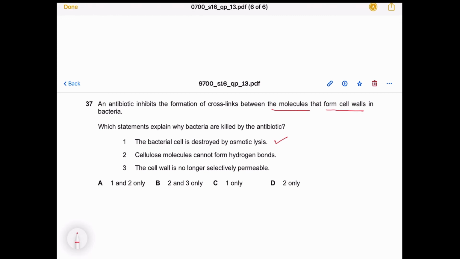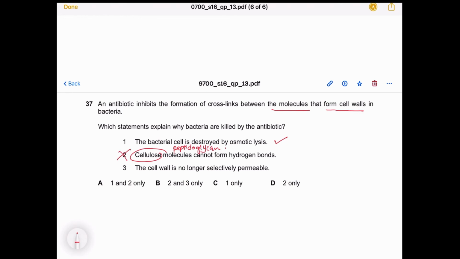Now, statement 2 sounds like it's correct because it's a cell wall. Cellulose molecules form a cell wall, and if they cannot form hydrogen bonds, then they cannot withstand the pressure. But take note, the cell wall in bacteria is not made up of cellulose, but instead is made up of peptidoglycan. So statement 2 is definitely wrong.